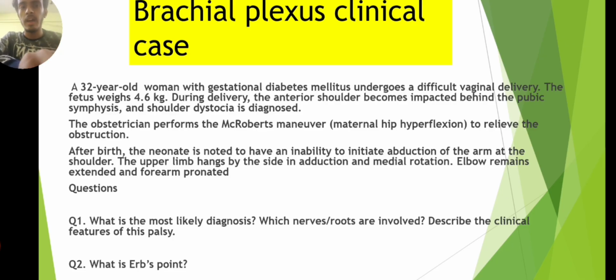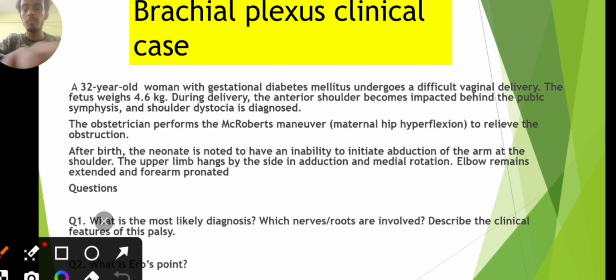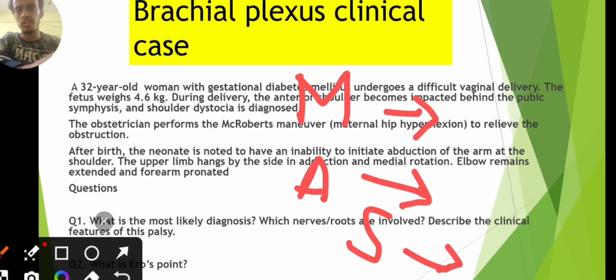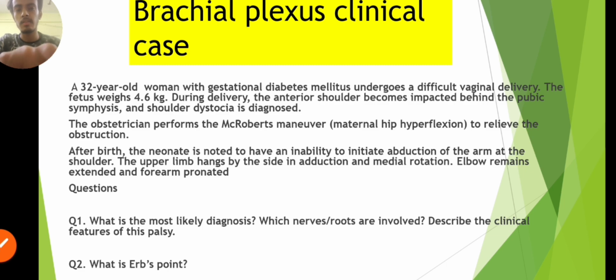And what are the nerves involved? The nerves involved are MAS. I remember it like this: it is a mass paralysis. So the MAS nerves are involved: musculocutaneous, axillary and suprascapular. If you know this, it is much easier to find out why these symptoms, ADI, APME, are there. I can actually work out how each symptom appears. I will discuss that now, so let's remove this and move to the next slide.